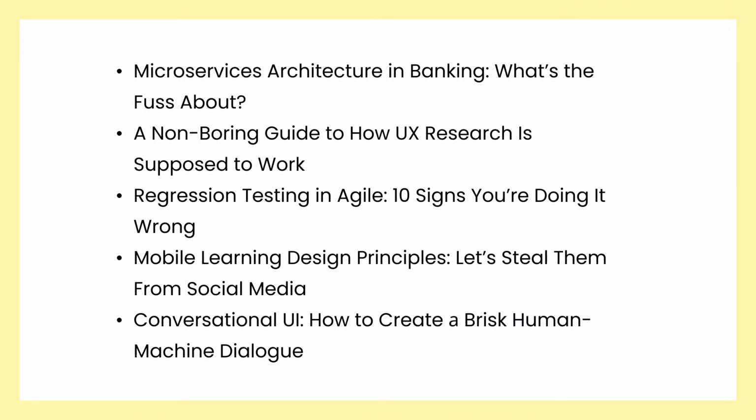Here are some examples of effective headlines from our B2B projects. Microservices architecture in banking: what's the fuss about? A non-boring guide to how UX research is supposed to work. Regression testing in Agile: 10 signs you're doing it wrong. Mobile learning design principles: let's steal them from social media. Conversational UI: how to create a brisk human-machine dialogue.